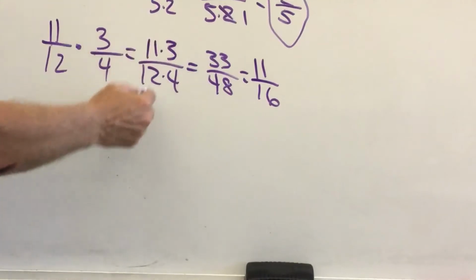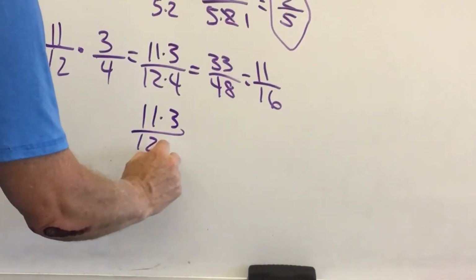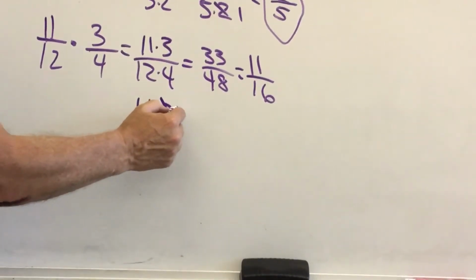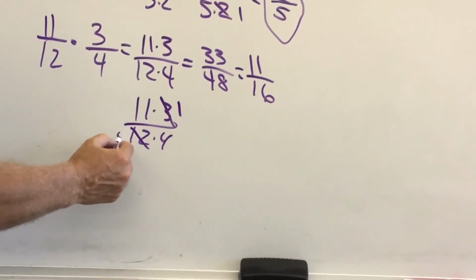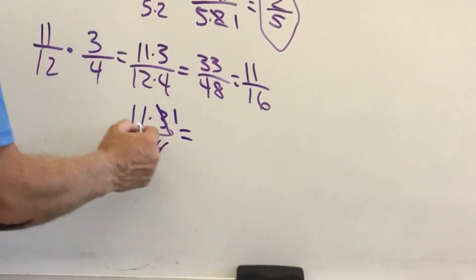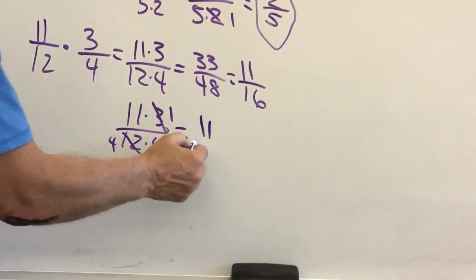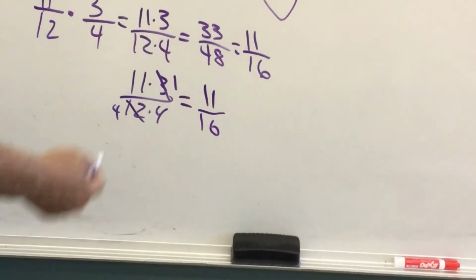So now let's just bring this down and do 11 times 3 over 12 times 4. And we can see the cross products cancel out here. 3 divided by 3 is 1. 12 divided by 3 is 4. So we end up with 11 times 1, which is 11. And 4 times 4, which is 16. Same answer.